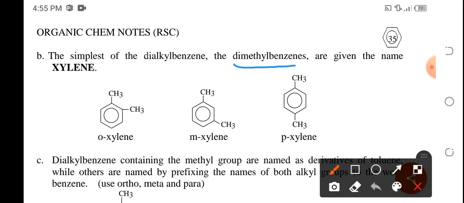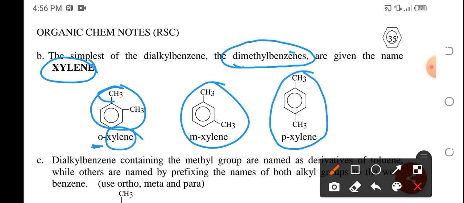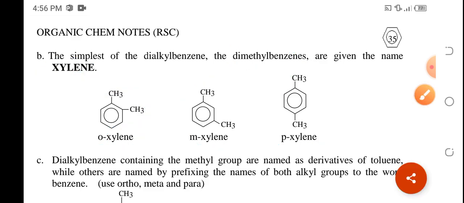Now, we also have dialkyl benzene. Dimethyl benzene has a special name of xylene. So this should be ortho dimethyl benzene, but dimethyl benzene is also known as xylene. This is metaxylene, and this one is paraxylene. Let's repeat: xylene is a special name of dimethyl benzene.